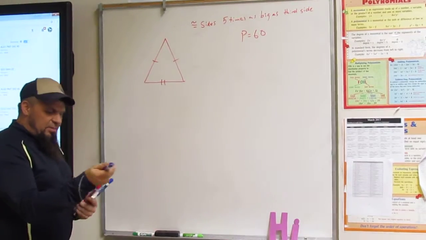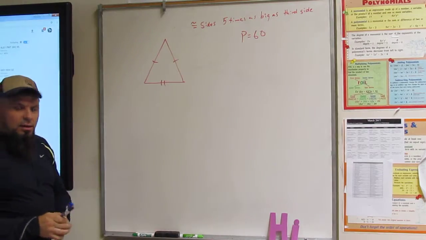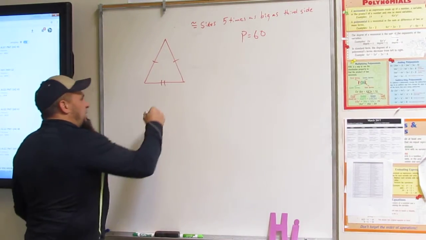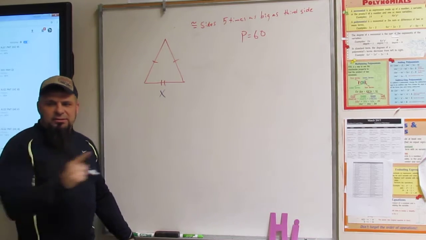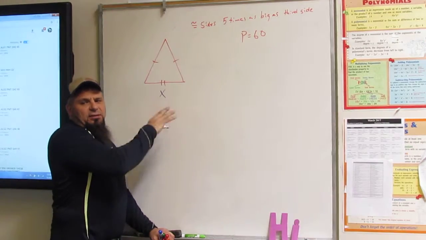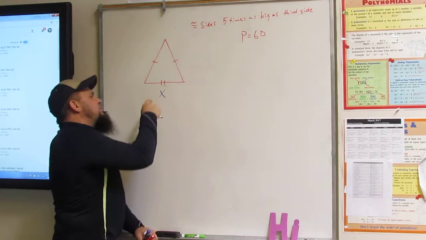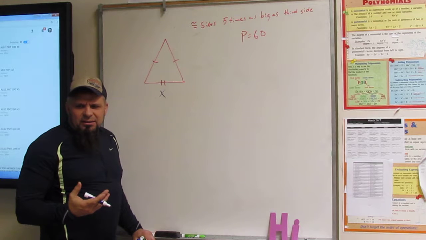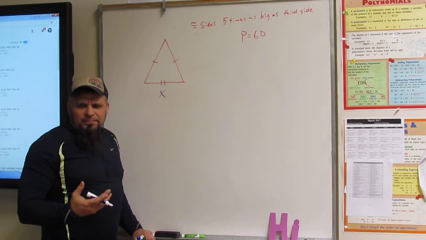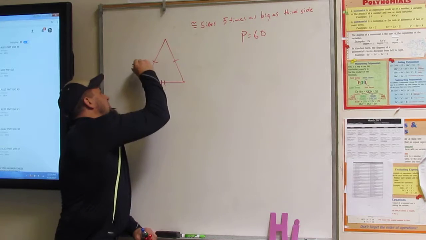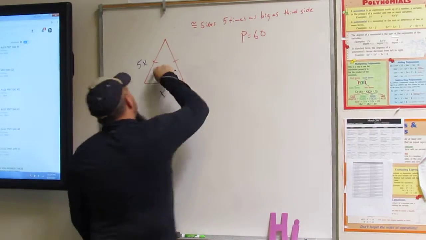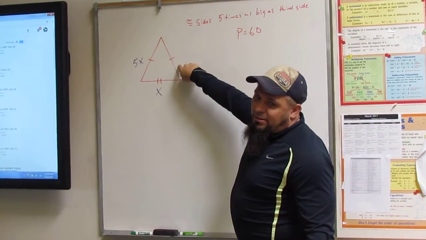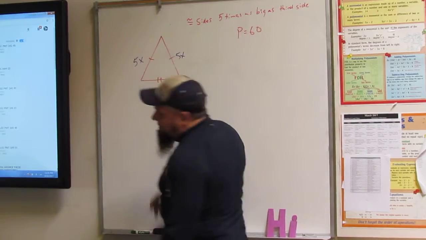So we have to figure out how to do that mathematically. What does that mean, 5 times as big? If I let this small, non-congruent side be x, and this is 5 times as big as this, then how would I say that? 5 times x. And if these two sides are the same, then how big is this side? The same, 5 times x.